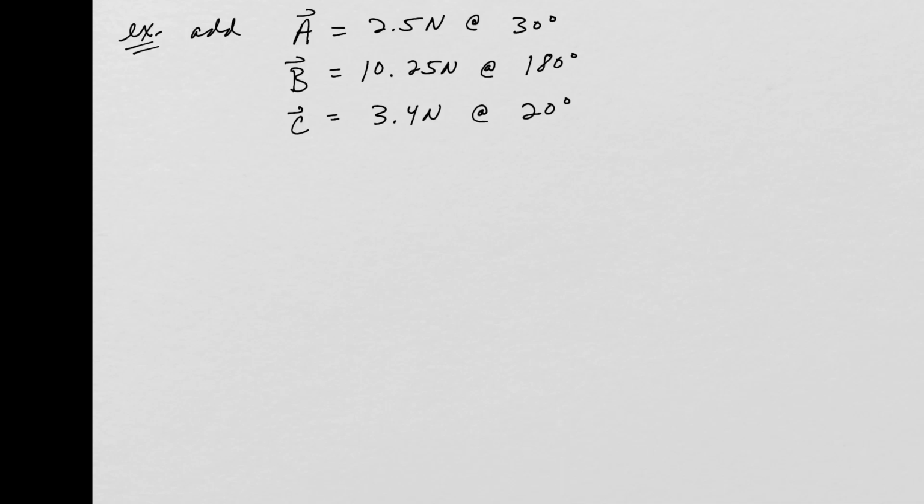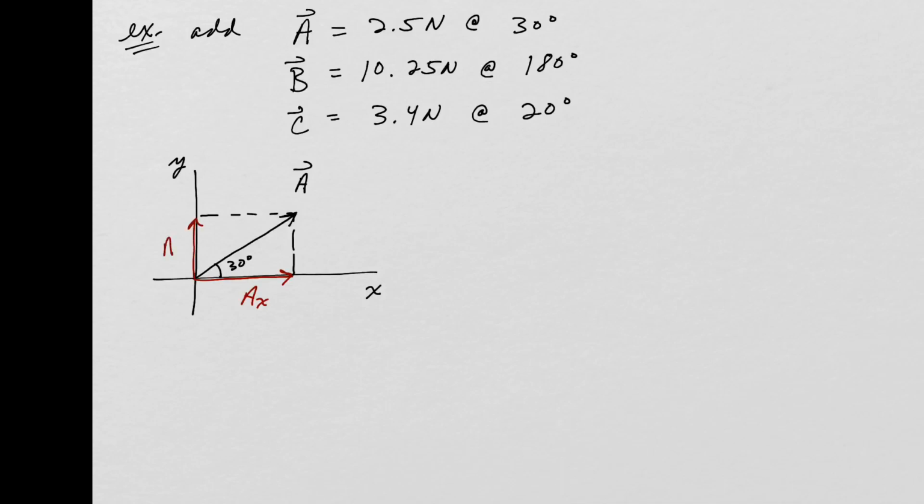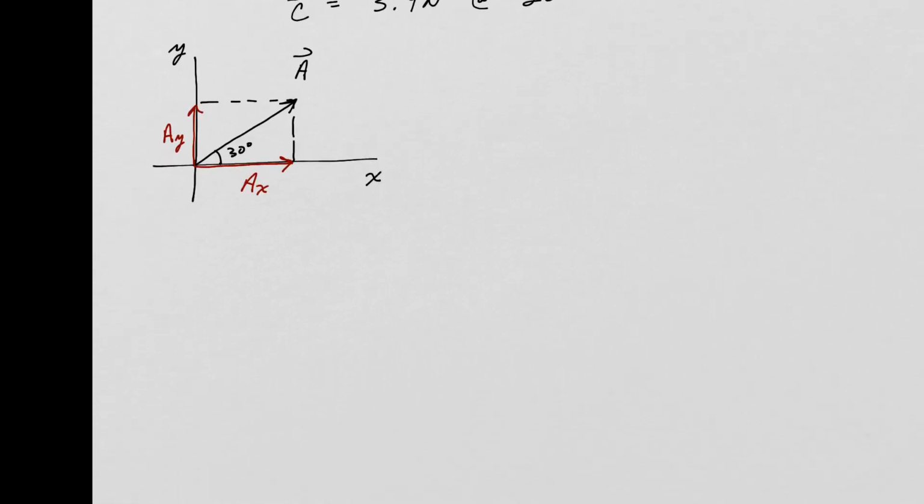All right, so first find the components, right? So vector A, 2.5 newtons, that's the length of this. This is 30 degrees, right? And I want the component, so this is going to be like AX, and then AY. They're both positive, right? Because X is going to the right, Y is going up.